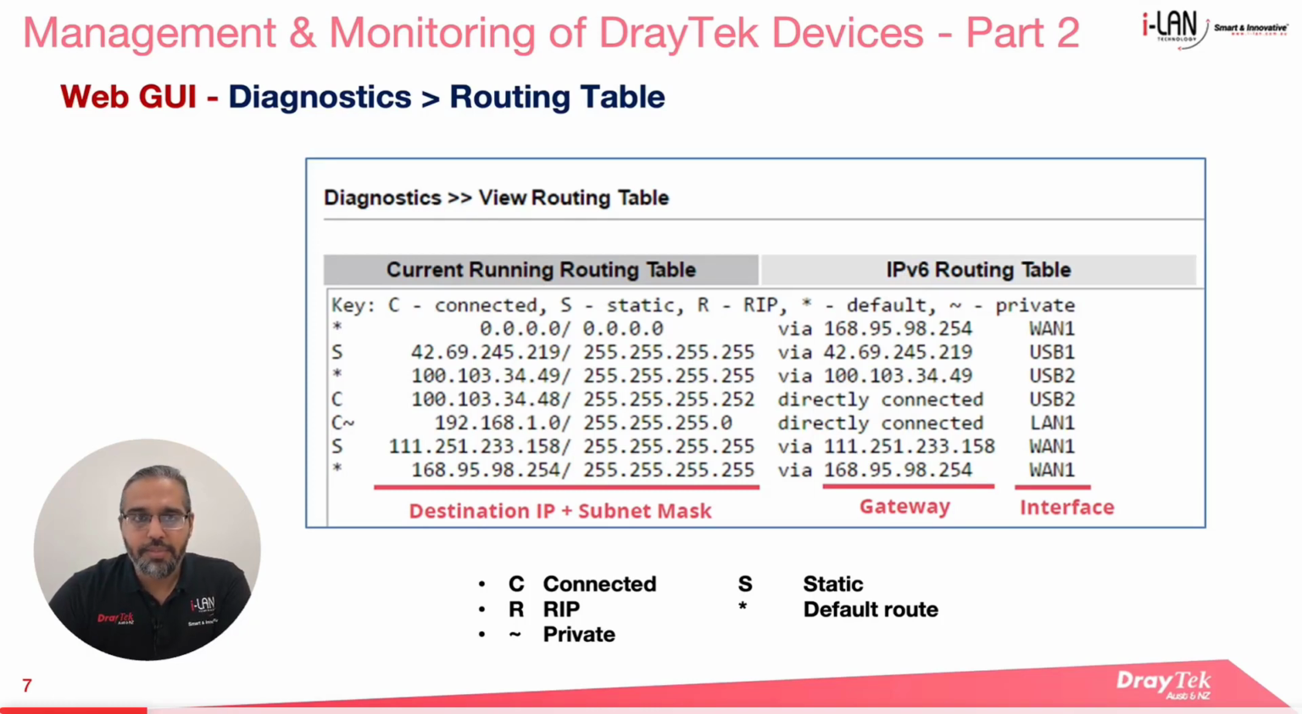The second column is the destination IP address and its subnet mask. The third column is the gateway IP address. And the last column shows the interface being used, which can be a WAN port, USB WAN, or VPN tunnel.